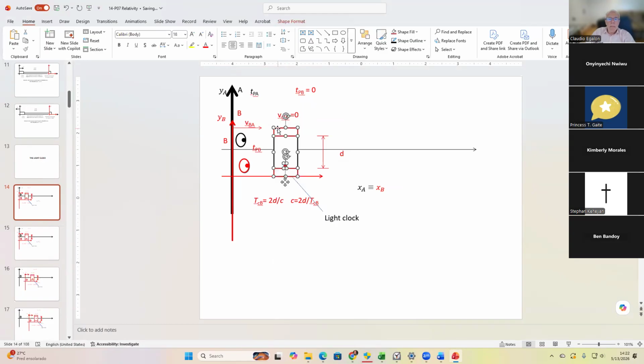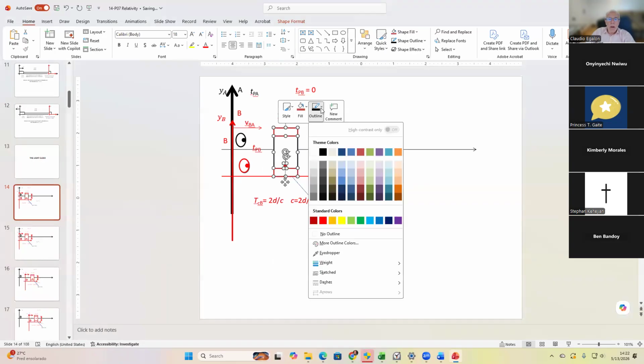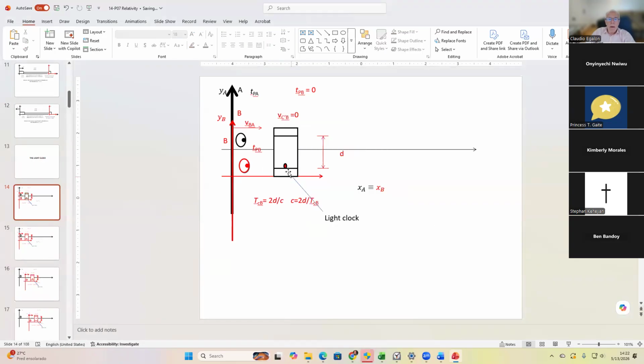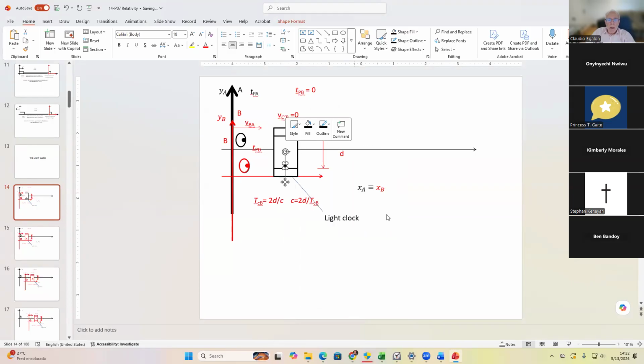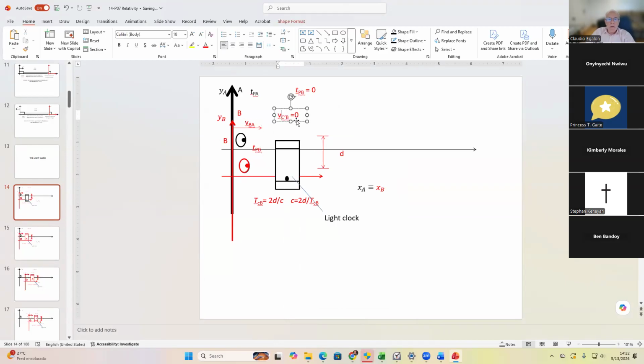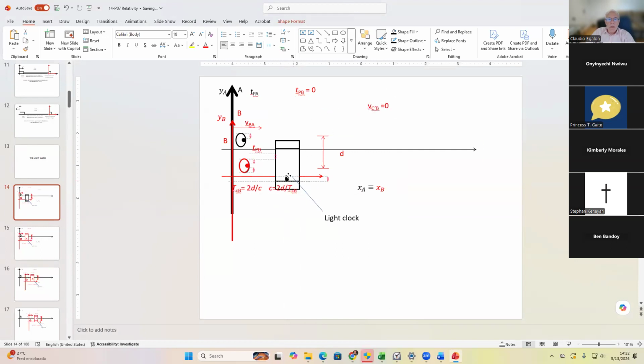In the black frame of reference outline. Here you go. This clock here is in the black frame of reference. Right in here.